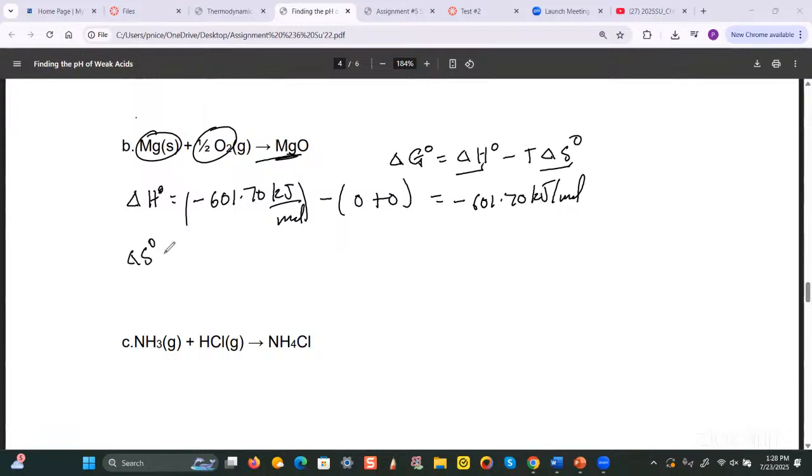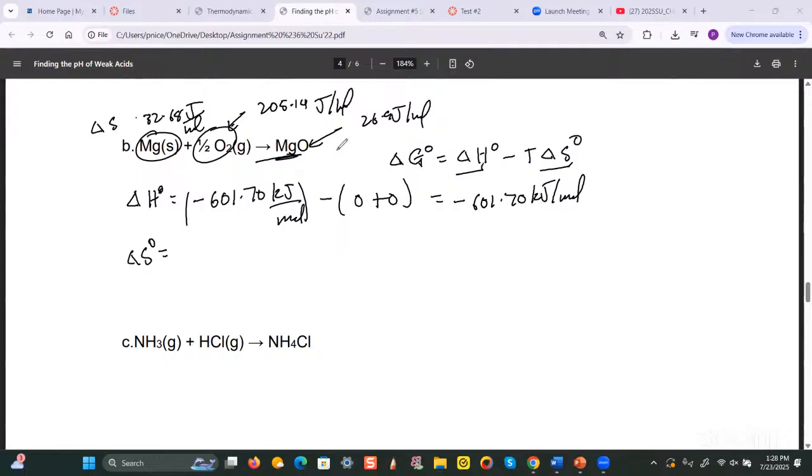Delta S standard is what we need to calculate next for the same reaction. Now in this case, we have to look up the values for the magnesium, the oxygen, and the magnesium oxide. So these are delta S values. Magnesium has a delta S value of 32.68 joules per mole Kelvin. Oxygen has a value of 205.14 joules per mole Kelvin. And magnesium oxide has a value of 26.9 joules per mole Kelvin, all right?